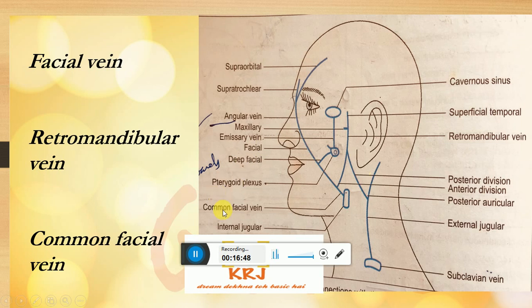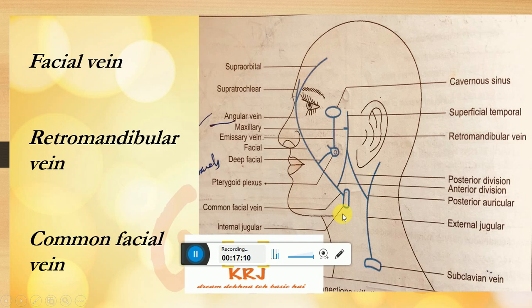Next you have the common facial vein. Can you see the common facial vein here? Retromandibular vein plus facial vein gives you the common facial vein. From here the retromandibular vein is coming and from here you have the facial vein. These two unite to give you the common facial vein, and it drains into the internal jugular vein.